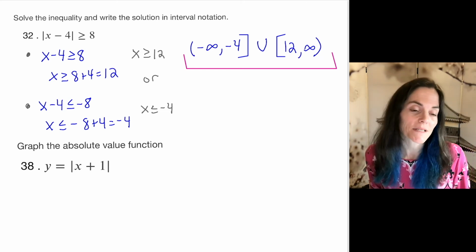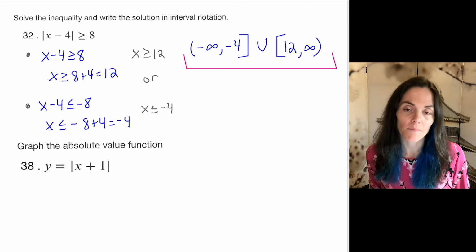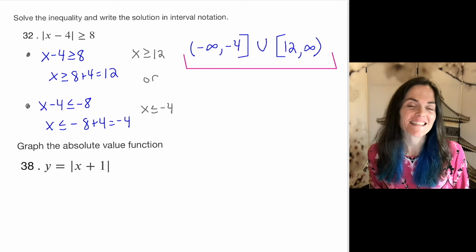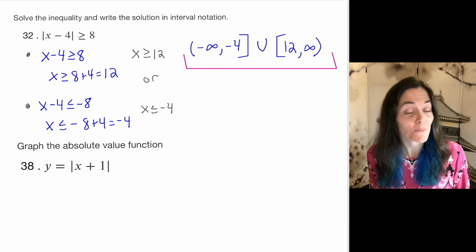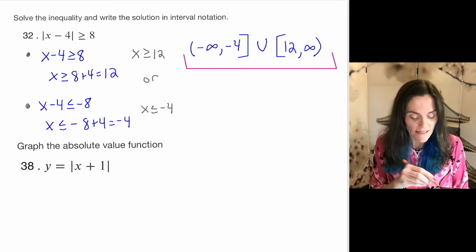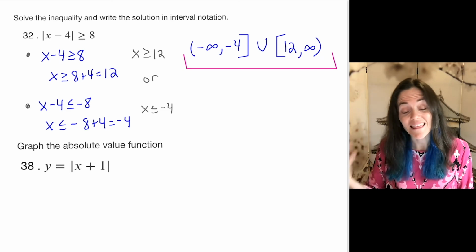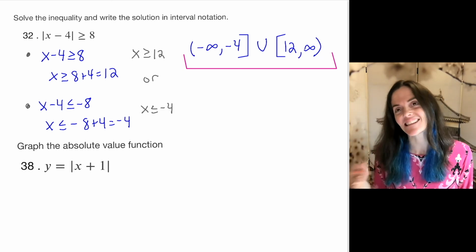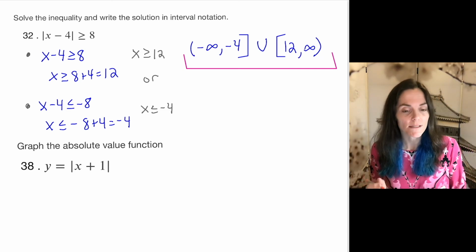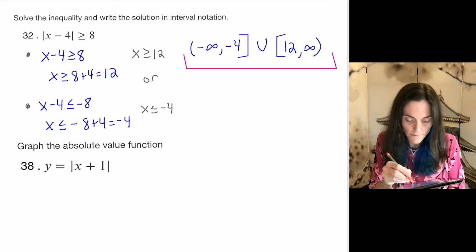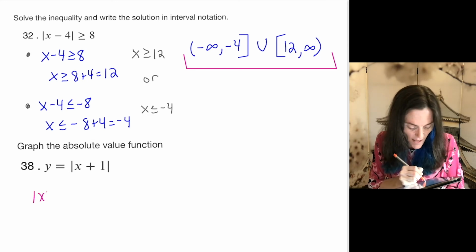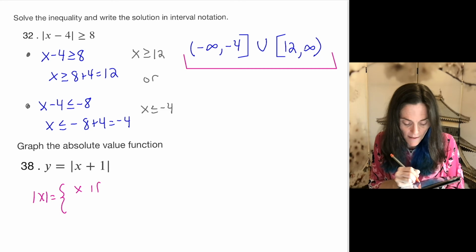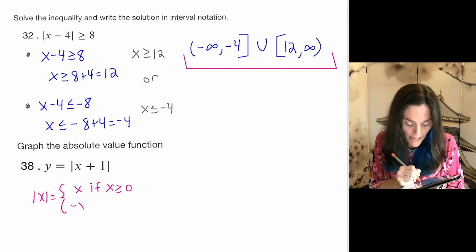Now the last one, we want to graph an absolute value function. The main way I want to think about this is, I want to think about this function as a piecewise defined function. This is going to be the way you really want to think about these quite often, at least in your calculus courses. So let's recall absolute value of x as a piecewise defined function. It's x if x is bigger than or equal to 0, and it's minus x if x is less than 0.